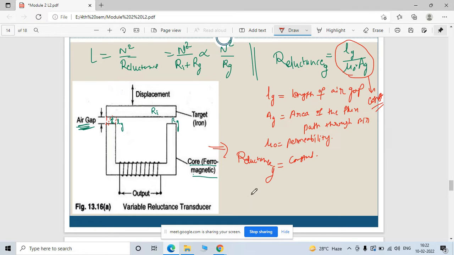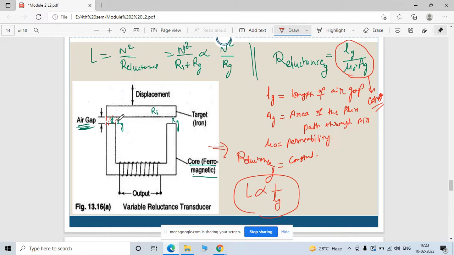So we can say that L is inversely proportional to the length of the gap, which is nothing but the self inductance of the coil is inversely proportional to the length of the gap. When the target is near this arrangement, here is your target, then this length of the gap Lg decreases.